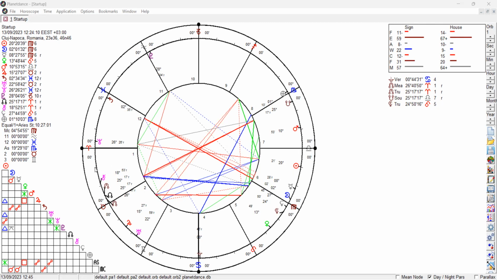So Aries is ruled by Mars. Taurus is ruled by Venus. Gemini is ruled by Mercury. Cancer is ruled by the moon. Leo is ruled by the sun. Virgo is ruled by Mercury.